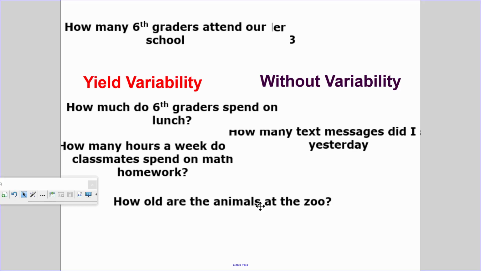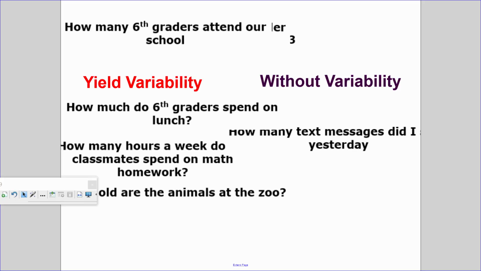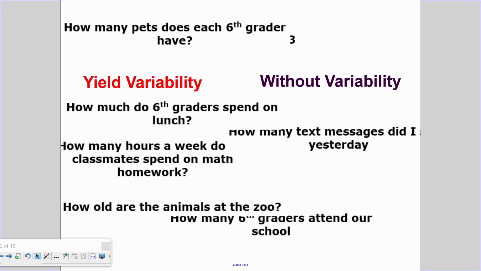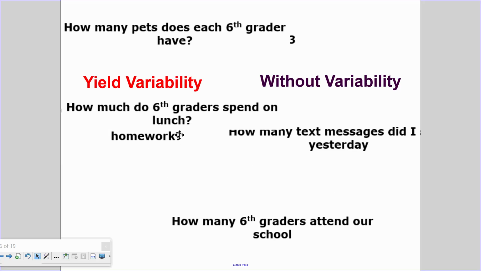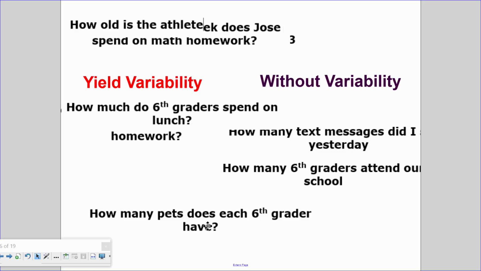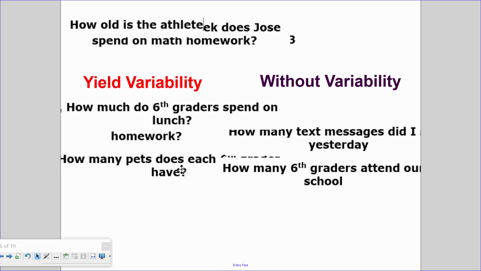How old are the animals at the zoo? Some animals are just born, some animals are close to death, so it yields variability. How many sixth graders attend our school? There's actually only one answer. I think it's exactly 325 or 350 kids. How many pets does each sixth grader have? If I go around, some people have zero, some people have many pets because they're hoarders.